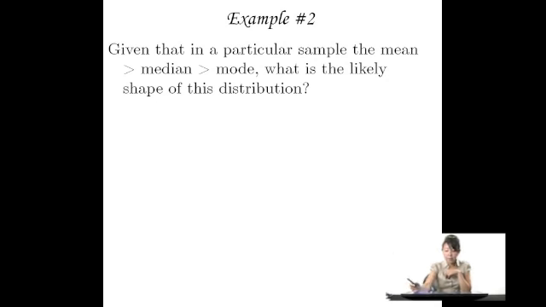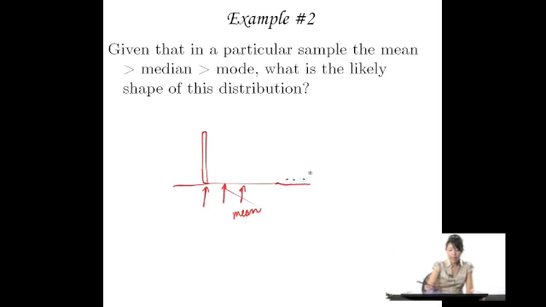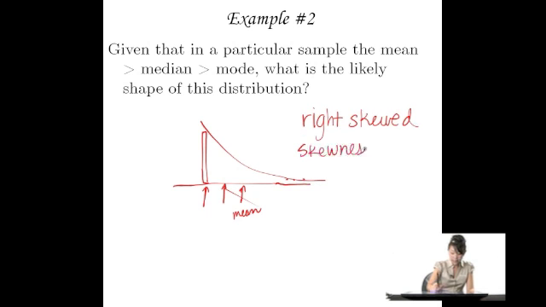What about in a sample where the mean is greater than the median, which is greater than the mode? What is the likely shape? Well, we just have to reason backwards, right? So the mode is the smallest, then the mean, and then the median is somewhere in between. Since the mean is pulled by outliers, my outliers must be here. So I'm going to say this is a right-skewed distribution. And so that would mean that the skewness is greater than 0. So it's a positive number.